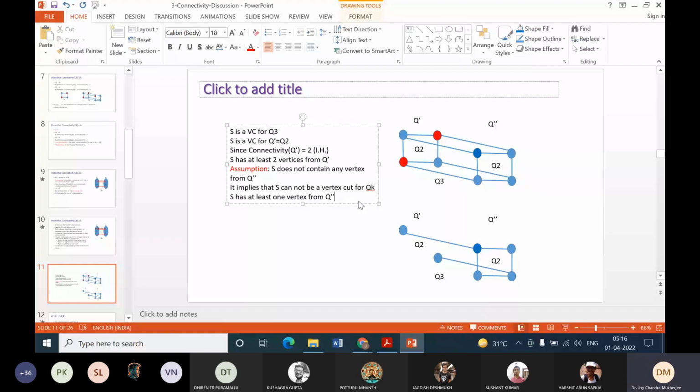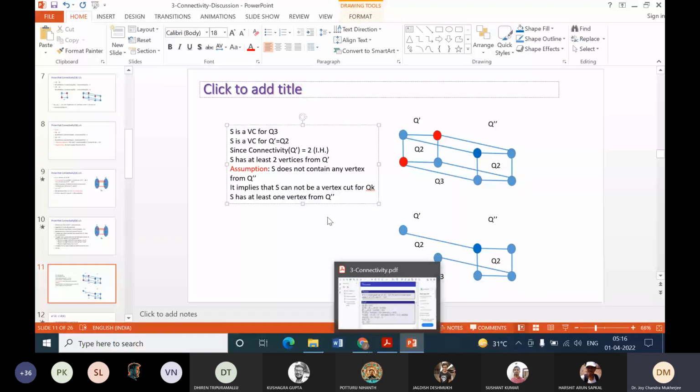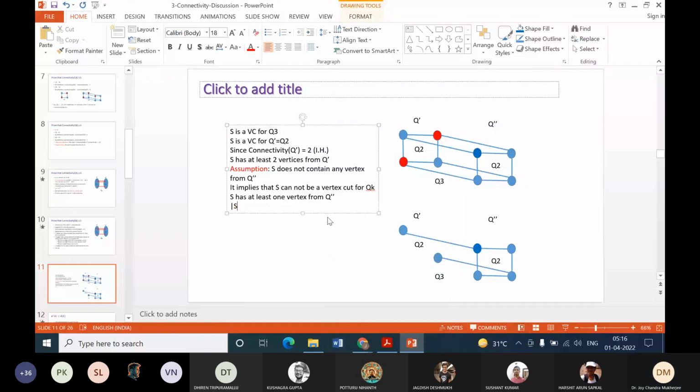And what does that mean? That means that mod S is greater than or equal to 2 vertices from this Q2, that is 2 vertices from Q prime, plus at least one vertex from Q double prime. So basically it is 3. So that is the logic that is being put over here.